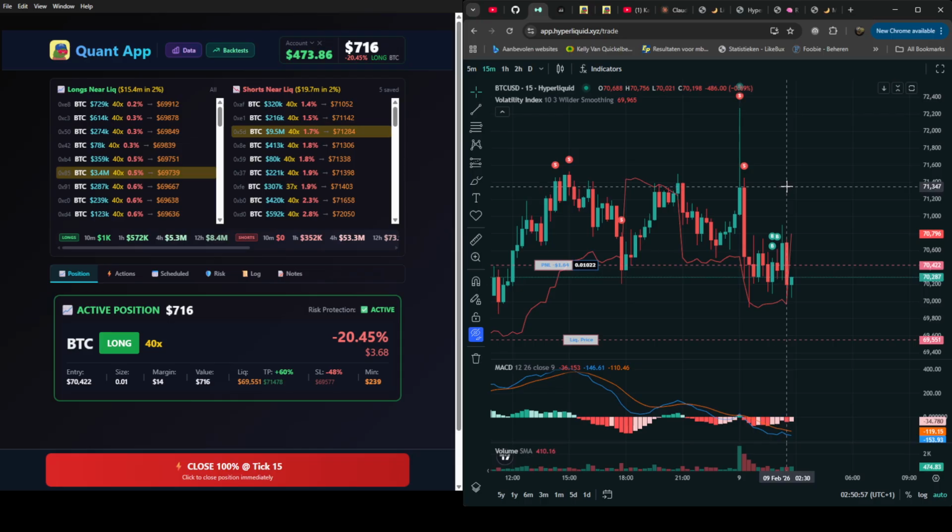71,478, a little bit higher, 478. It's way up there, or a little bit higher than this red candle where I added the last one. So okay, let's move on.